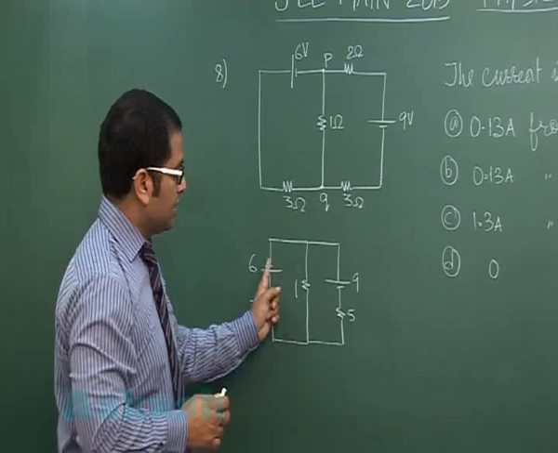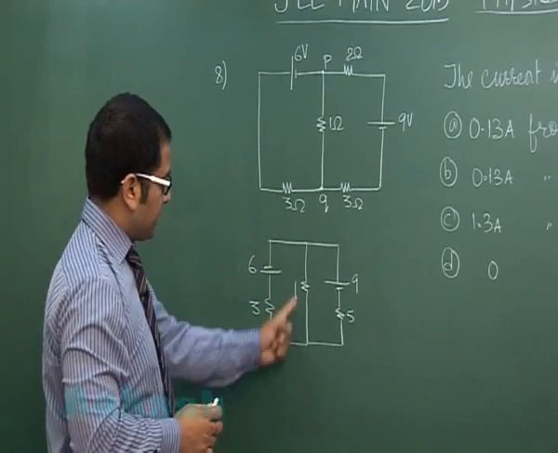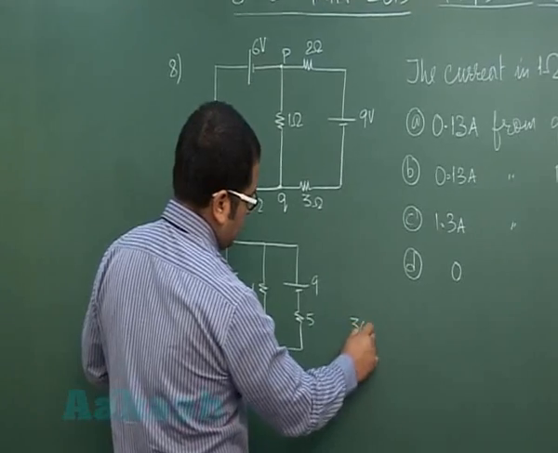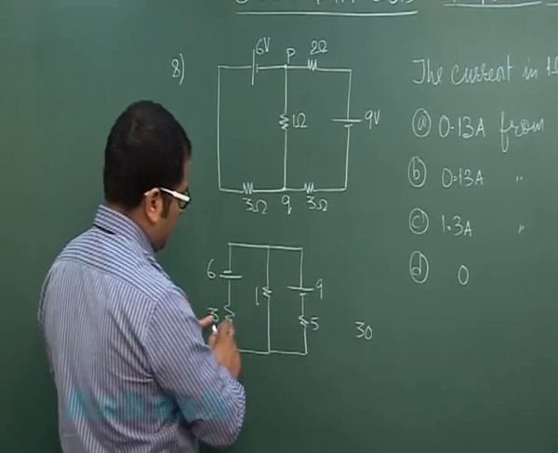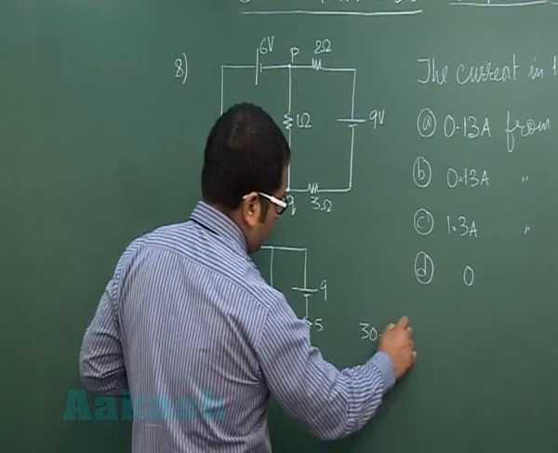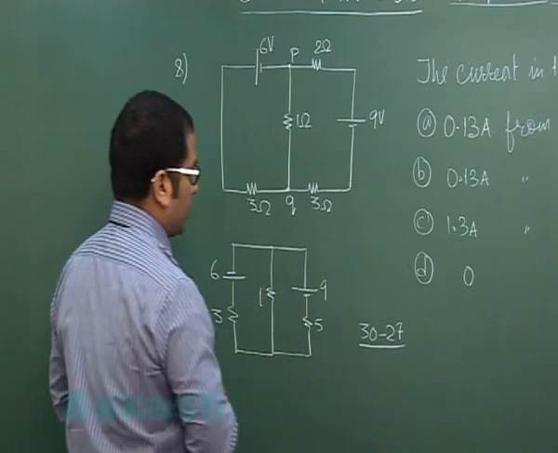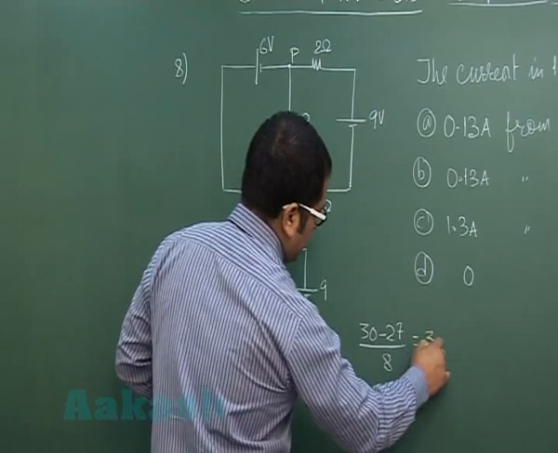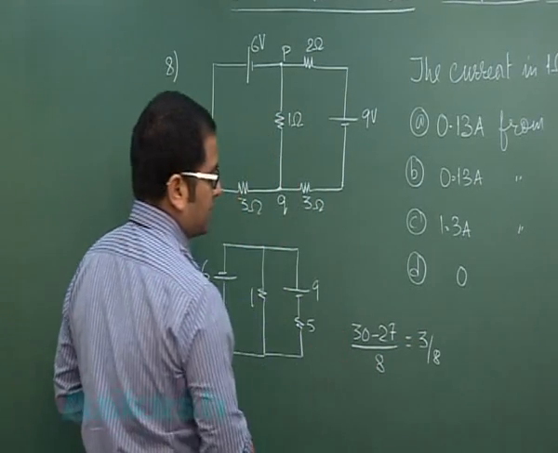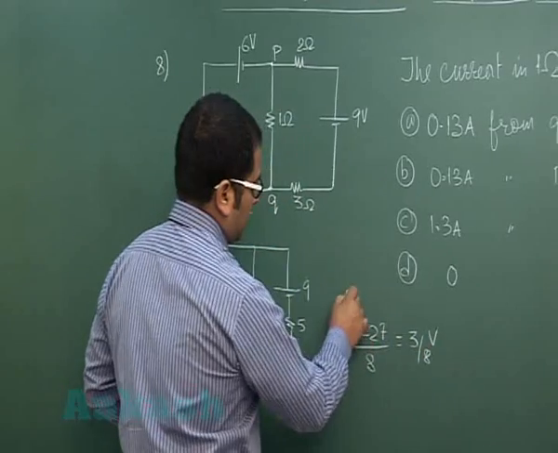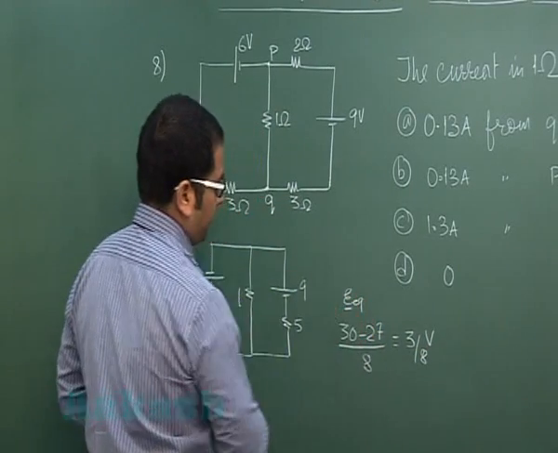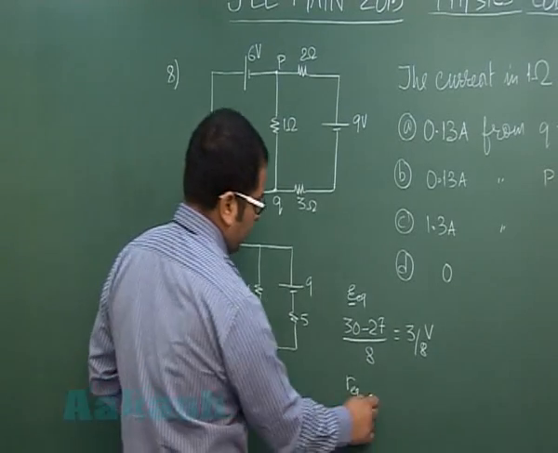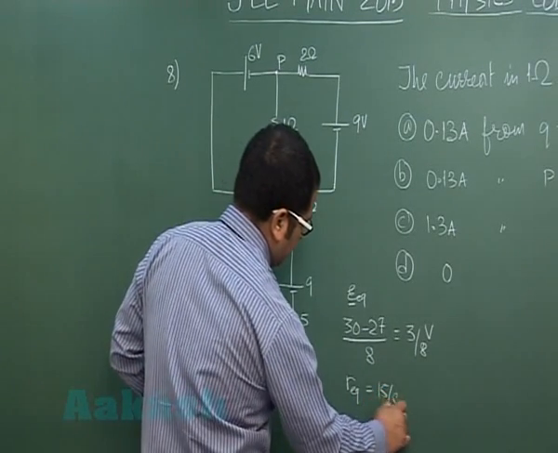So this is the winner. So the polarity would be dominated by this. So that's E1R2 30, I'm taking this as positive, minus E2R1 27, divided by R1 plus R2, that's 5 plus 3, 8. So the overall equivalent EMF comes out to be 3 by 8 volt. That's the equivalent EMF. How about the equivalent resistance? These two are in parallel, so that would be 15 by 8.